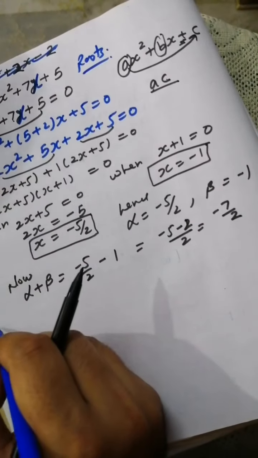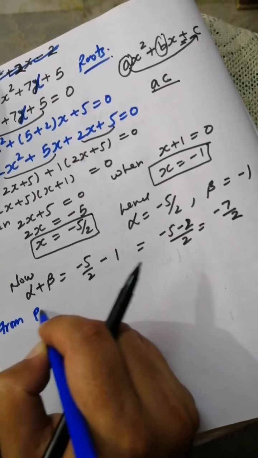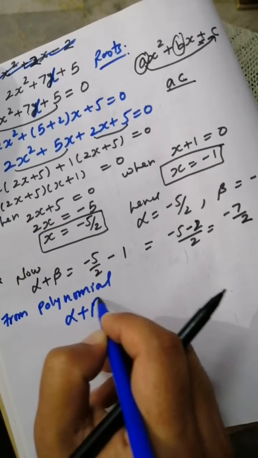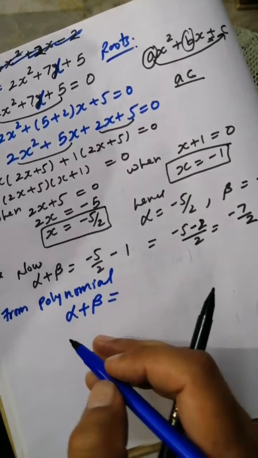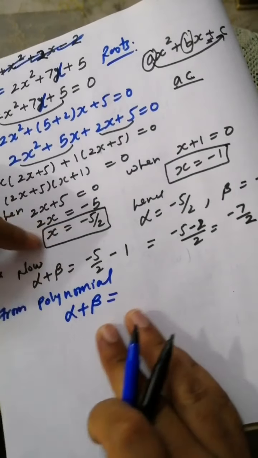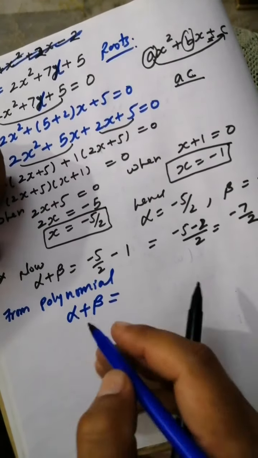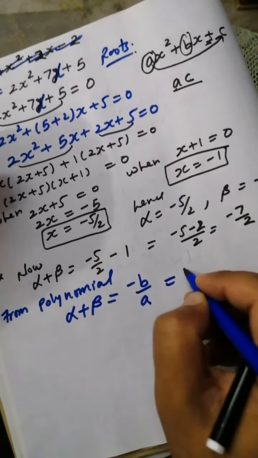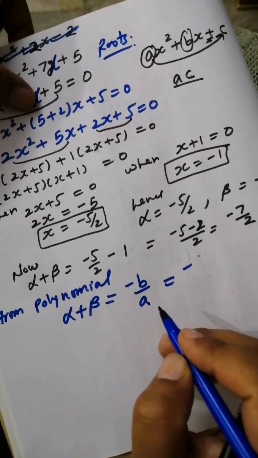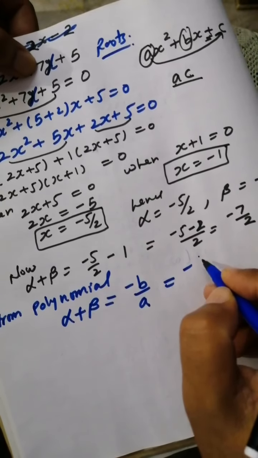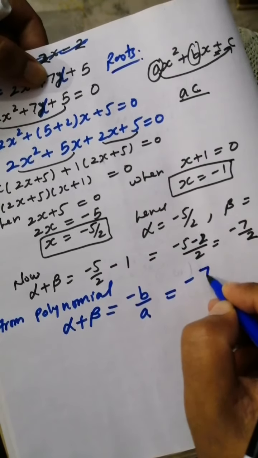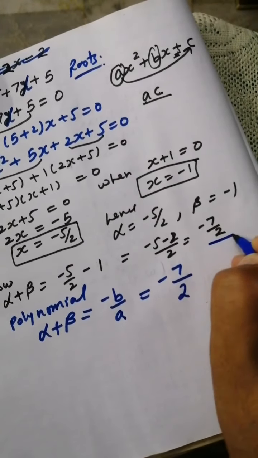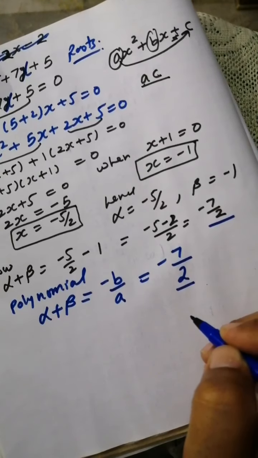And now, at the same time, we have to find from the polynomial. From the polynomial, according to the relationship, alpha plus beta equals to minus b upon a. That is the formula. Here b means 7, so minus 7, and a means 2. So minus 7 upon 2. You can see there both answers are same. Minus 7 upon 2, minus 7 upon 2.